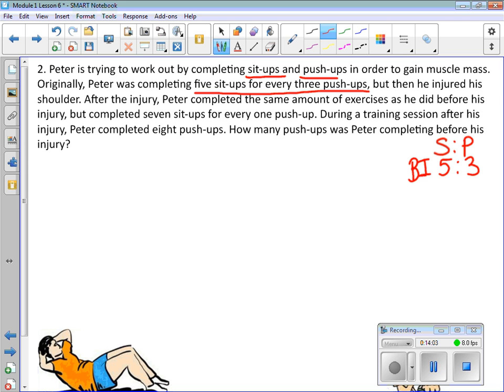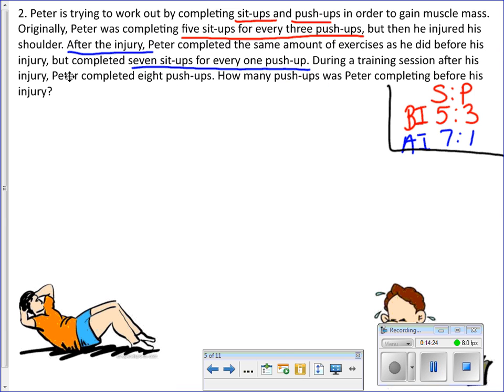After the injury, he completed 7 sit-ups for every 1 push-up. So after injury was 7 to 1. So there is our little resource key that's going to help us. So let's go ahead and draw our 2 tape diagrams to represent the 2 ratios. Okay? So we have before. It is so important that you label this and that your work is neat and organized.